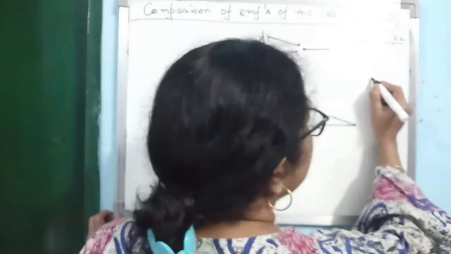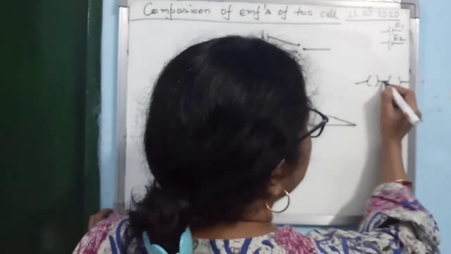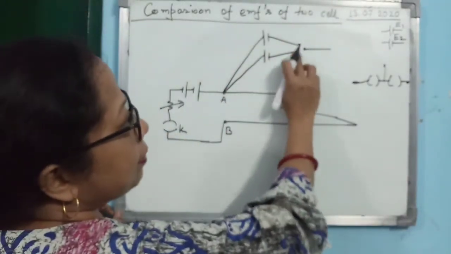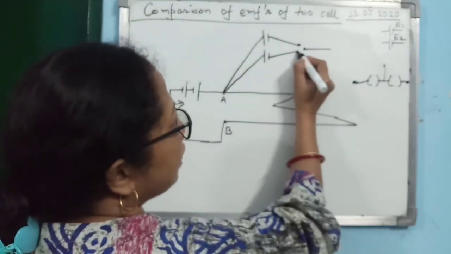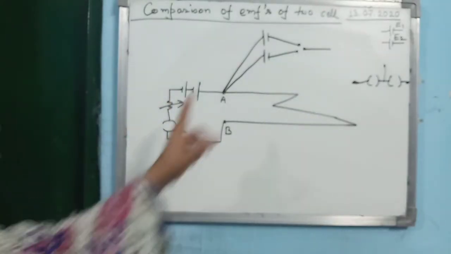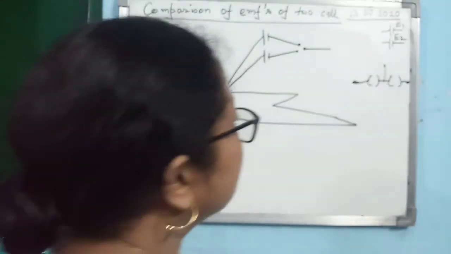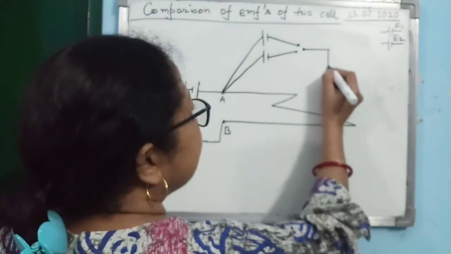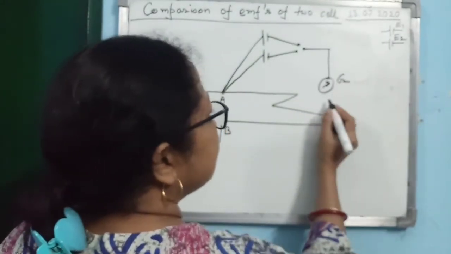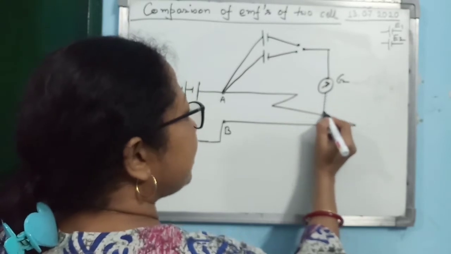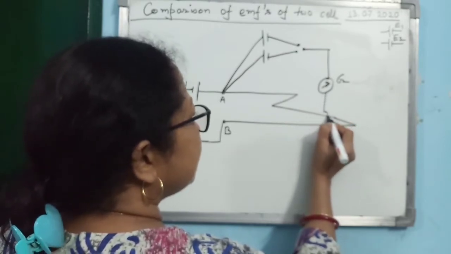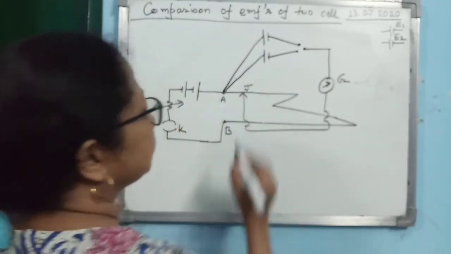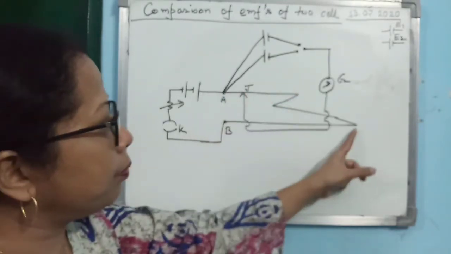Alright, I hope you can remember. The two-way key is like this. There is a common terminal here and two terminals at the end. At the two ends of the two-way key, you connect the negative terminals of the cells you want to compare, and the common terminal you connect to one end of the galvanometer. Then the other end of the galvanometer, at the crossing mark, you connect to a jockey. The jockey can slide over the potentiometer.